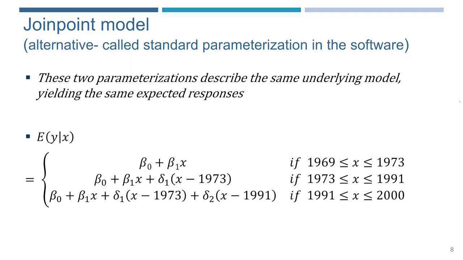Alternatively, we can reparameterize the model so that the model shows the slopes and the increment between slopes of adjacent segments. The alternative parameterization of the same model is called a standard form in the software. Here is the mathematical form of this model with 2 joint points. There are 4 parameters in the form: beta 0, beta 1, delta 1, and delta 2.